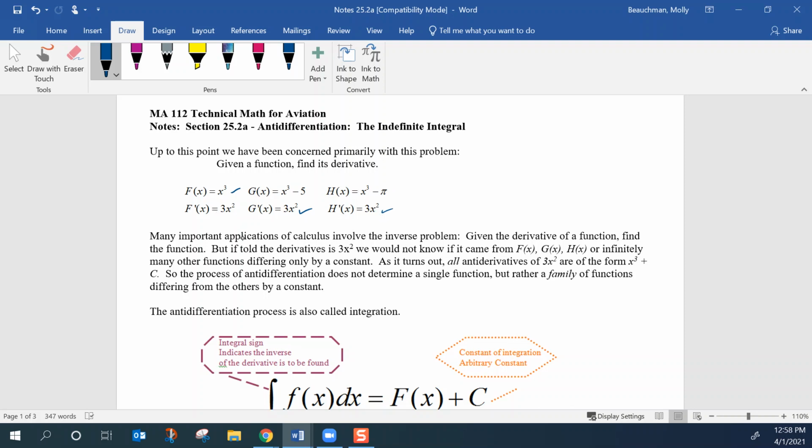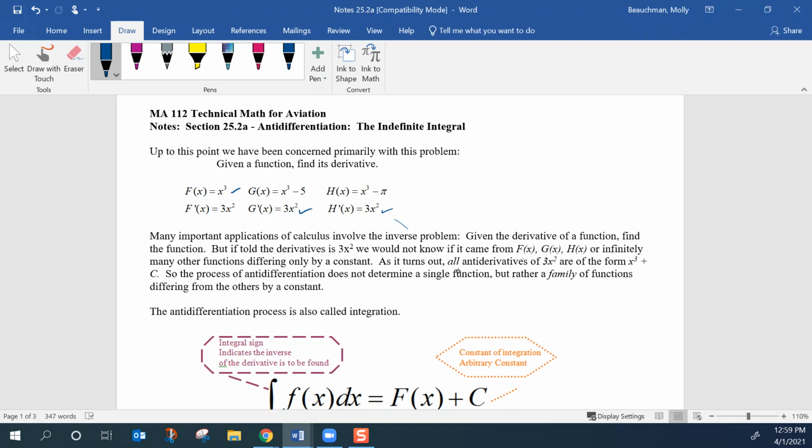So many important applications of calculus involve the inverse. If you have 3x squared, how do you find the function that it's the derivative of? So given the derivative of a function, find the function. But if told the derivative is 3x squared, we would not know if it came from f of x, g of x, or h of x, or infinitely many other functions differing only by a constant.